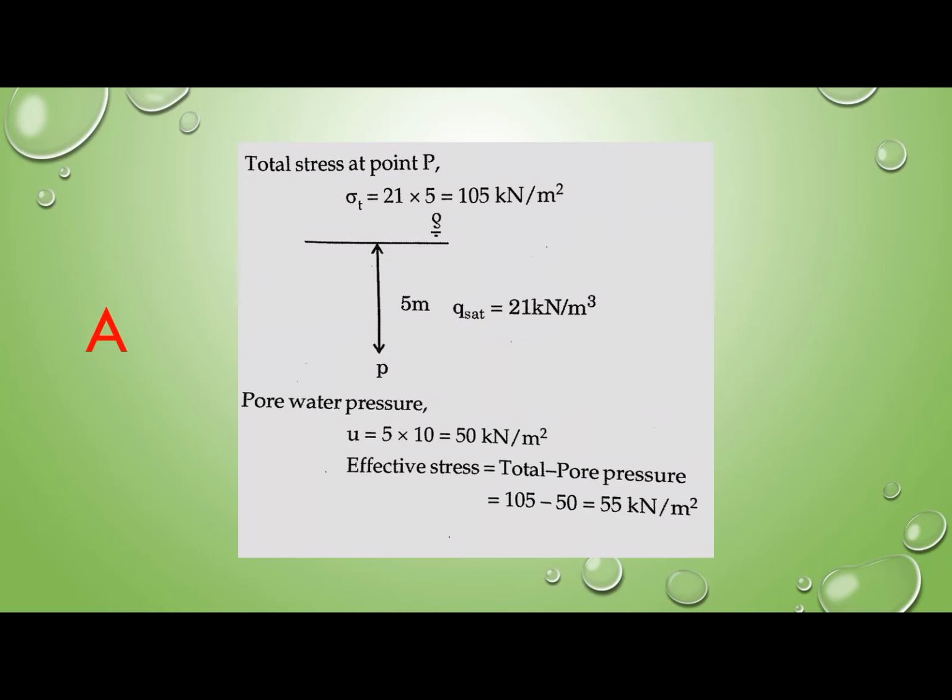Next, what we have to find out is the pore water pressure. Pore water pressure is equal to 5 into 10, where 10 is the unit weight of water. So 50 kilonewton per meter square. So we found out the total stress as well as the pore water pressure. So effective stress is what? Total stress minus pore water pressure, which is 105 minus 50, which is 55 kilonewton per meter square. So the answer will be 105, 50 and 55, which is option C.